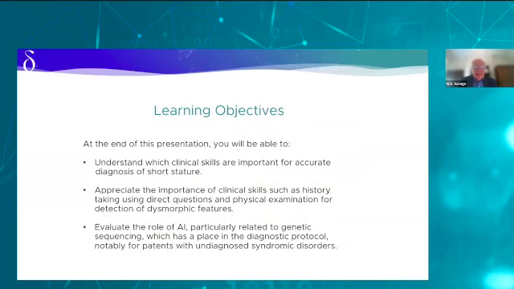Learning objectives. At the end of this presentation, you will understand which clinical skills are important for accurate diagnosis of short stature, appreciate the importance of these clinical skills, such as history taking and physical examination, and evaluate the role of AI, particularly related to genetic sequencing, for example, which has a place in the diagnostic protocol.